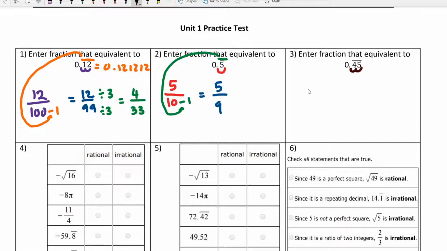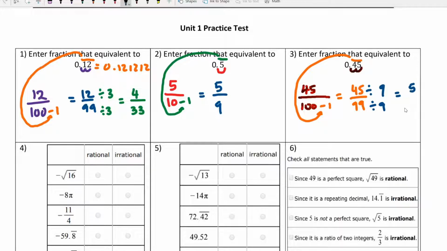Alright, number 3. Go ahead, pause the video before I do it for you. So we have 45 over 100. One last time, if there's a repeating bar, you have to take away 1 from the denominator. So that will be 45 over 99. Okay, don't be too happy. Make sure you reduce your fraction. This can be reduced by 9, which will give us 5 over 11. That's it for problems 1 through 3.